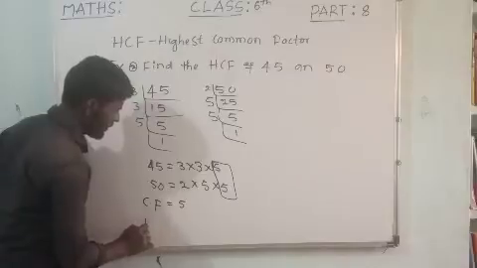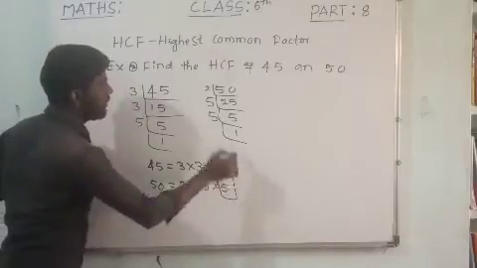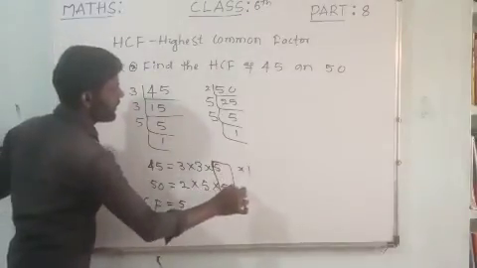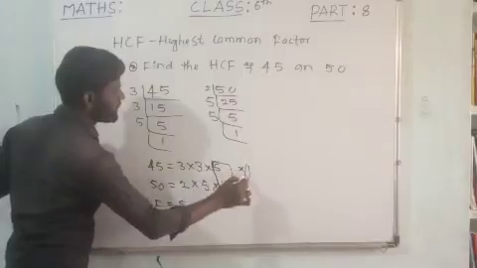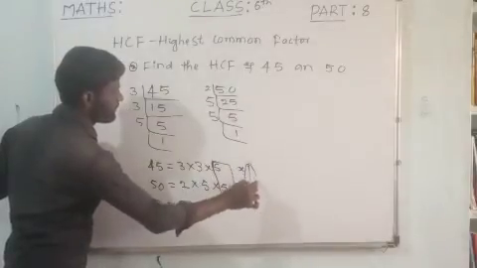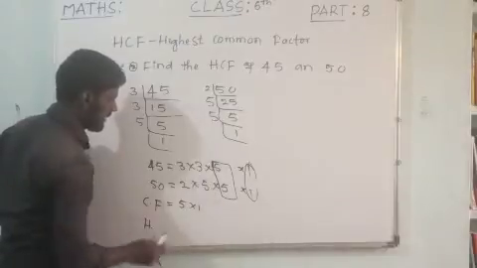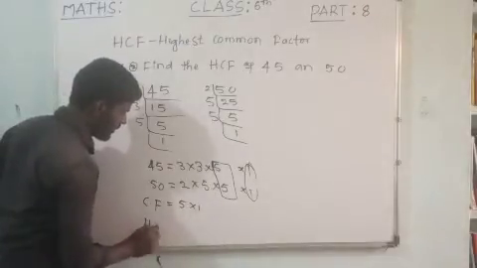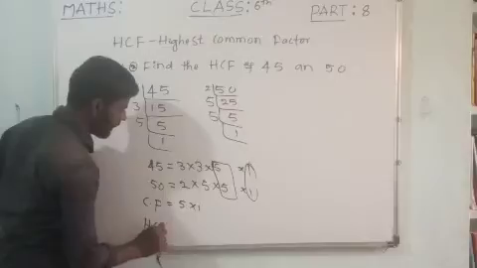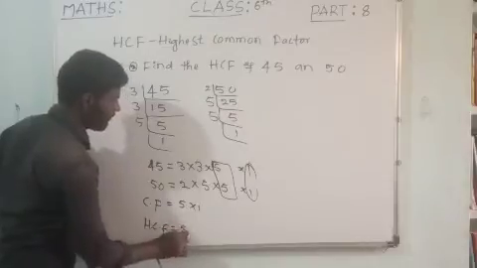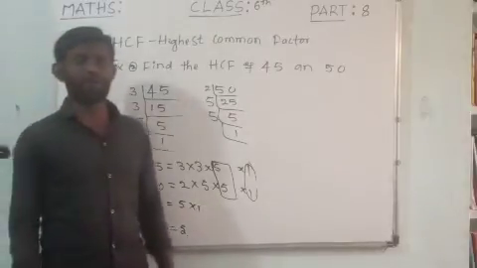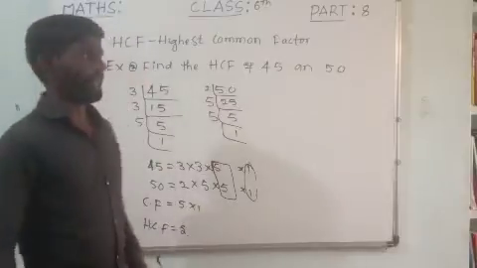1 is also a common factor. Here 1 is available, and here also 1 is available. Make a separate group for this one. HCF also 1, that's enough. 5 ones are 5 itself. The highest common factor is 5. HCF of 45 and 50 is 5.